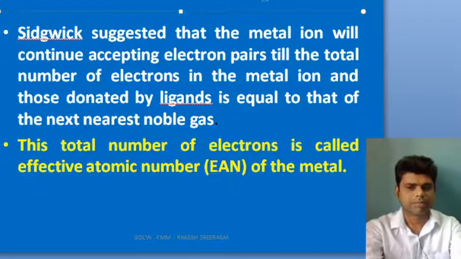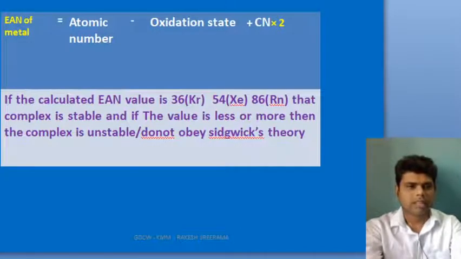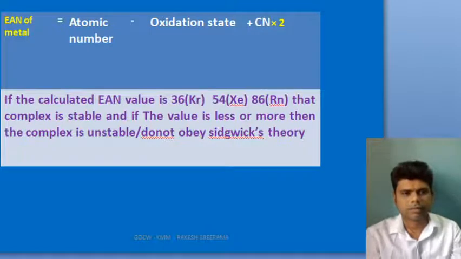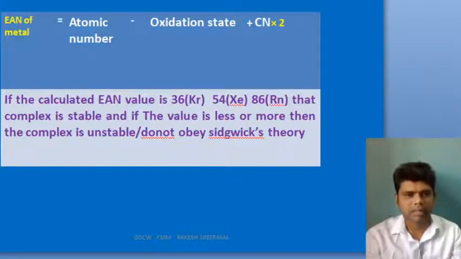Then comes what this EAN is and how it is calculated. EAN, the effective atomic number, is equal to the atomic number Z of the central metal atom or ion, minus the oxidation state of that metal if it is an ion, plus 2 times the coordination number.